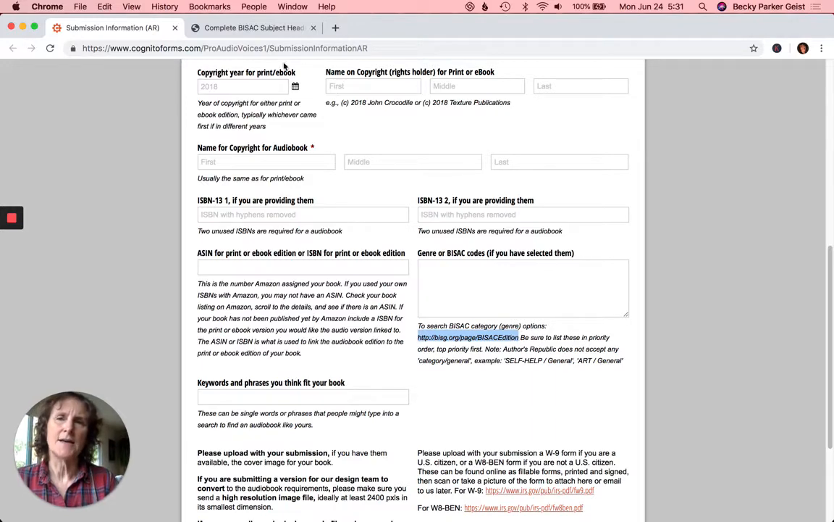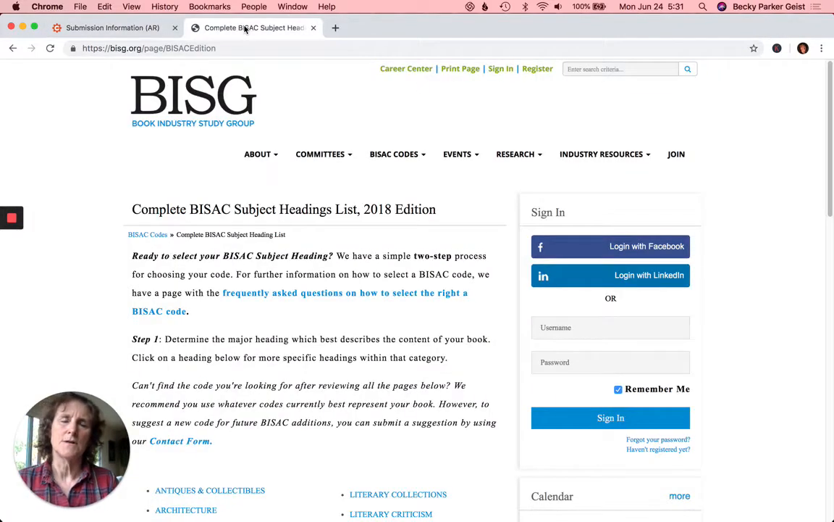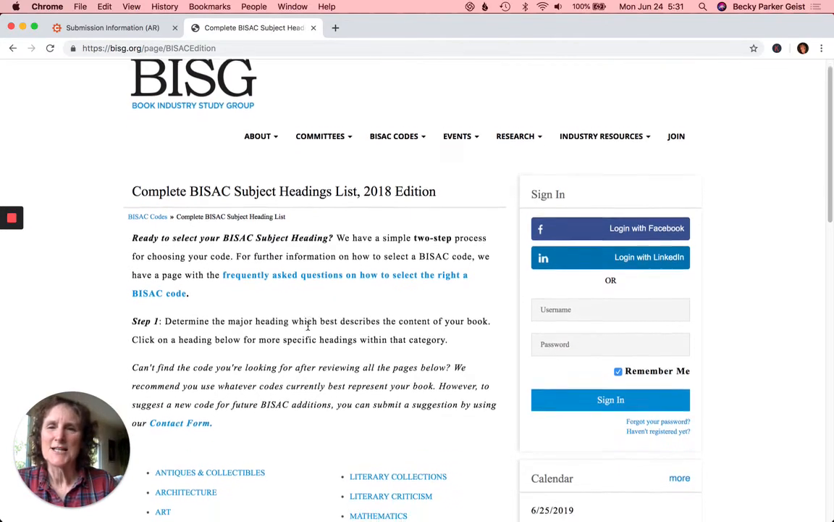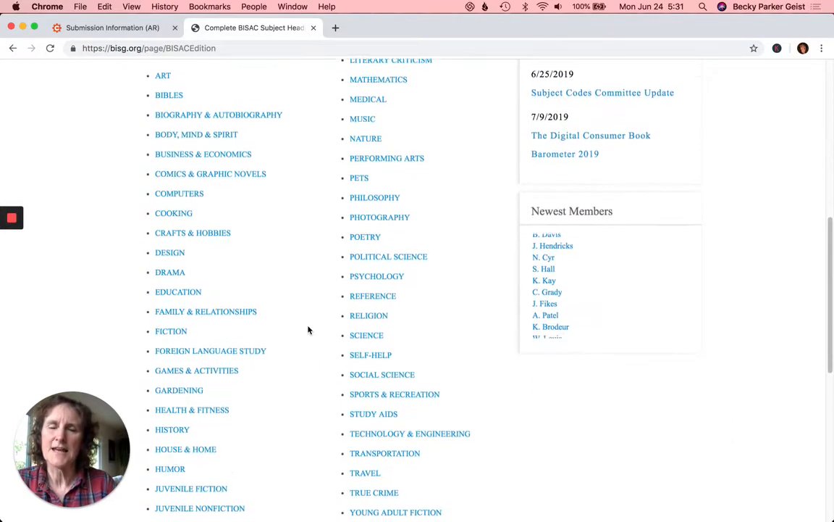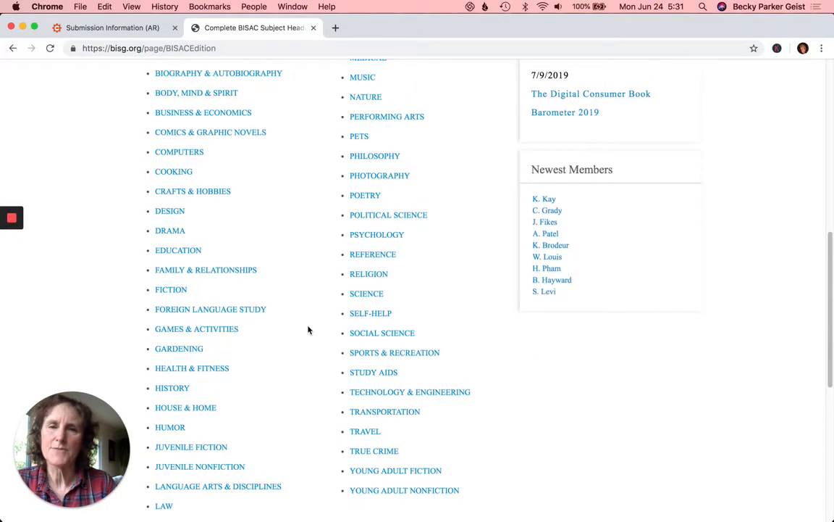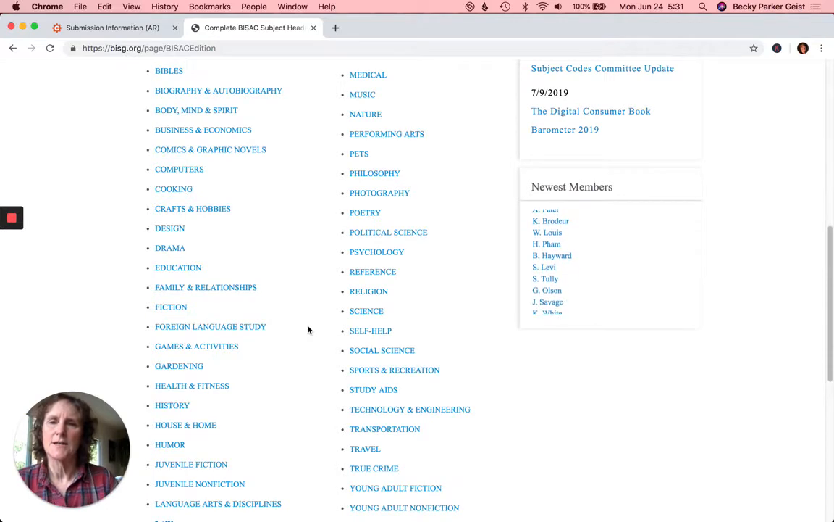If you copy that and paste it into your search bar up there, then you'll be able to get to this page. So we're at the Book Industry Study Group, and if you scroll down on this page, you'll see that there are all these categories. All right, so your first task is to pick which of these you think your book would most likely be the most appropriate for.